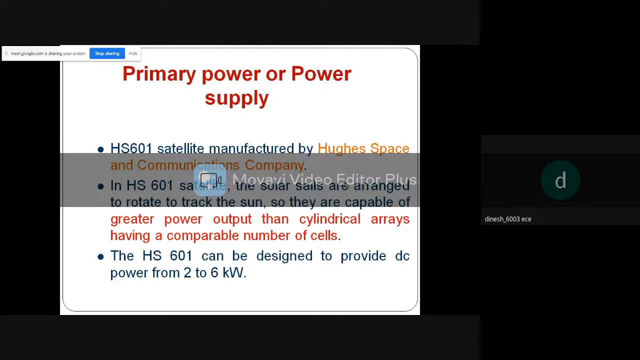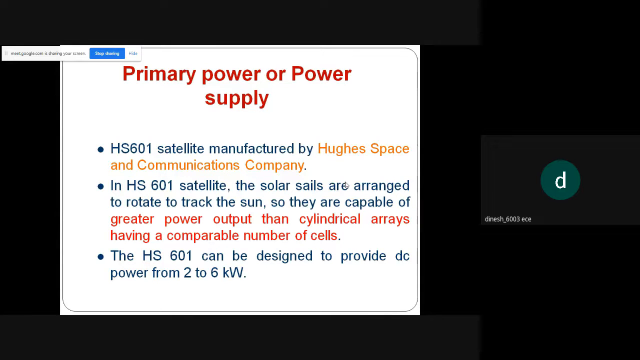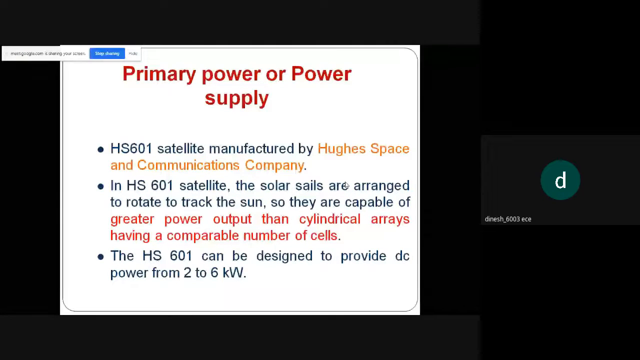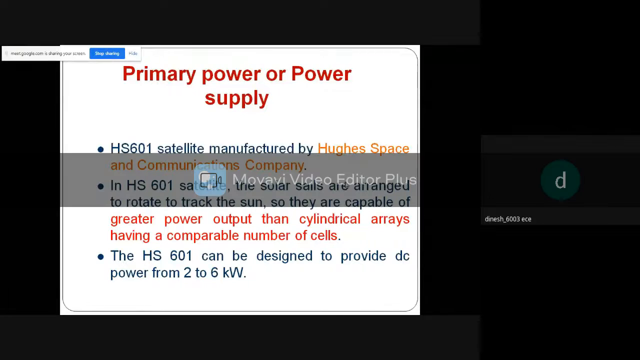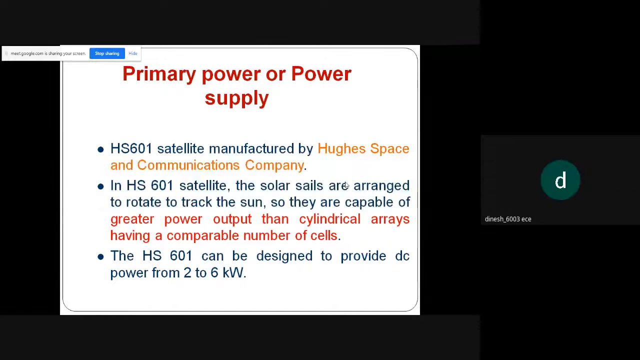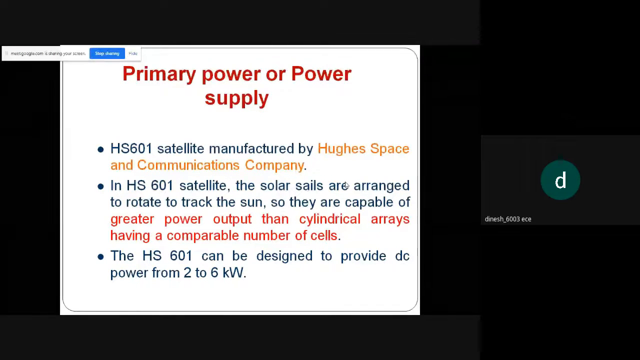As with a sunflower, in the morning it will be facing towards east. In the afternoon, the sunflower will be facing at the top, and in the evening it will be facing towards west, and it will put down its head at night. Again in the morning it will rise. In the same fashion, the solar sails are arranged to rotate to track the sun. Sensors will be put up for that.